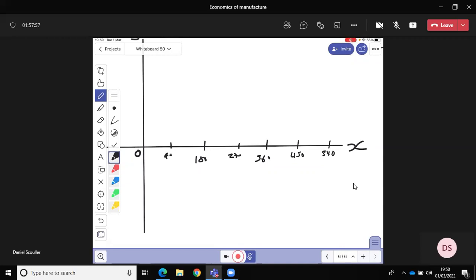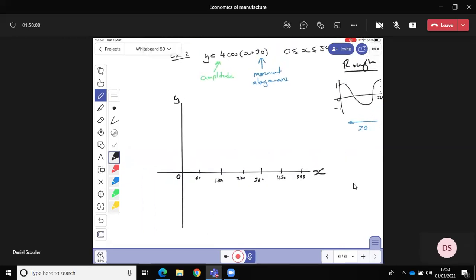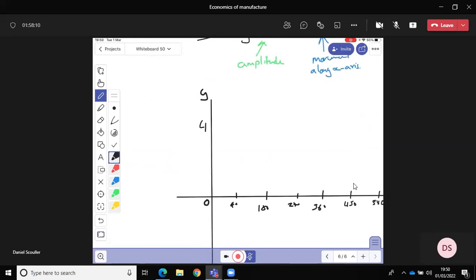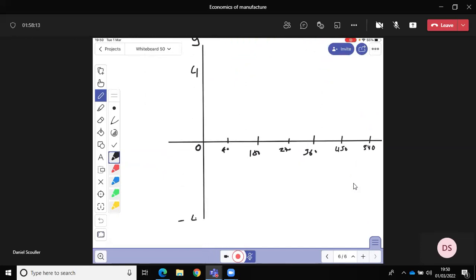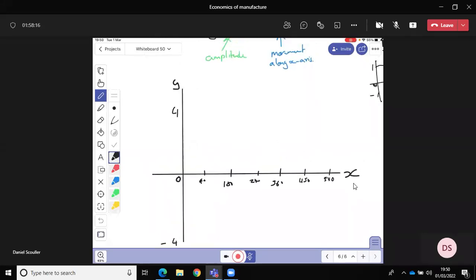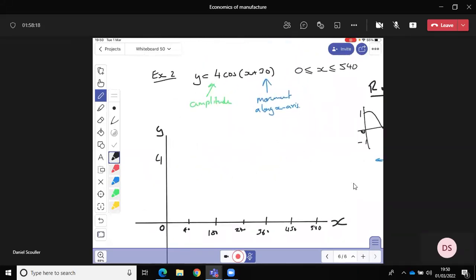We park that to one side for a second, and we just look in between 0 and 360 and focus our attention there. Now we know the amplitude is going to be 4, so our maximum is going to be 4, negative 4. And our milestones have moved to the left by 30 degrees. So all our milestones that we've written out, 90, 180, 270, 360, 450, 540, they all move 30 degrees to the left.